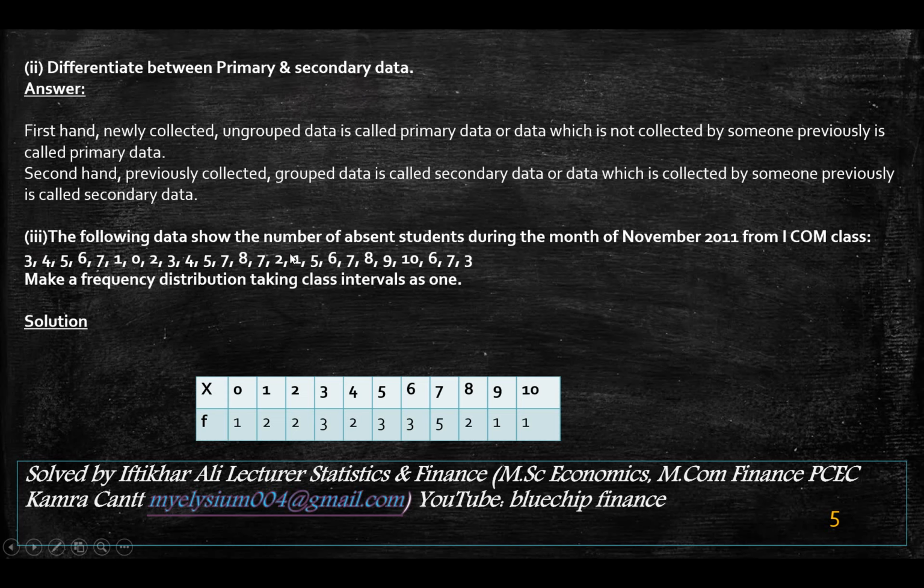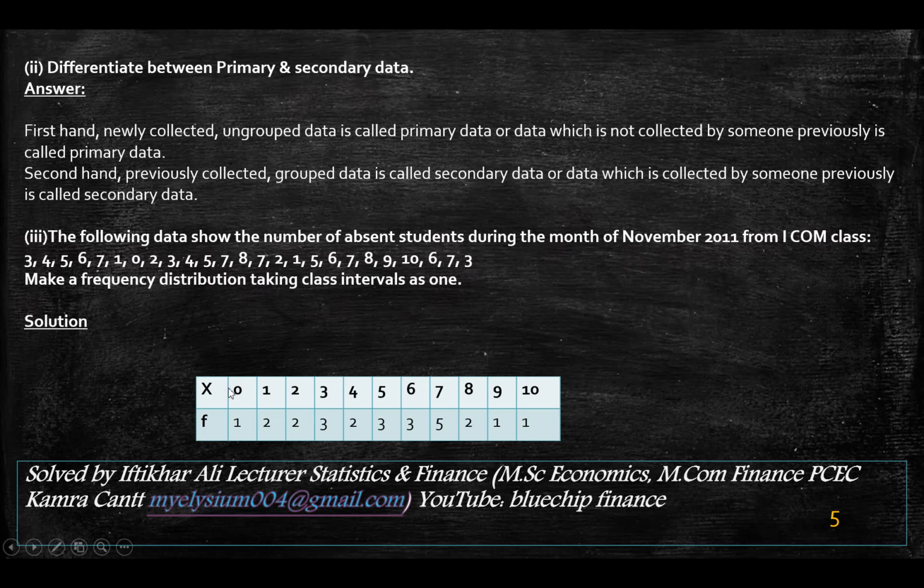Question number 3, the following data show the number of absent students during the month of November 2011 from ICOM class. Numbers are 3, 4, 5, 6, 7, 1, 0 and so on. Make a frequency distribution taking class interval as 1. So it is very simple, the least number is 0. After that 1, 2, 3, 4, 5 and 6, 7, 8, 9 and 10.